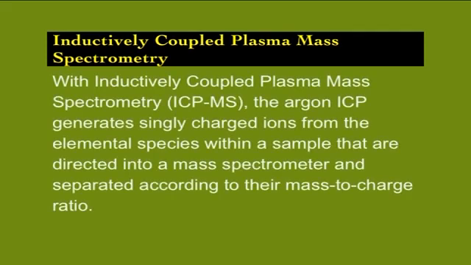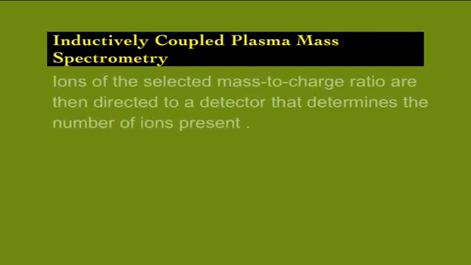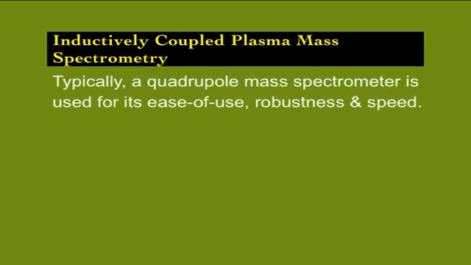Next type is inductively coupled plasma mass spectrometry. With inductively coupled plasma mass spectrometry, the argon ICP generates singly charged ions from the elemental species into a mass spectrometer and separated according to their mass to charge ratio. Ions of the selected mass to charge ratio are then directed to a detector that determines the number of ions present. Typically, a quadrupole mass spectrometer is used for its ease of use, robustness and speed.